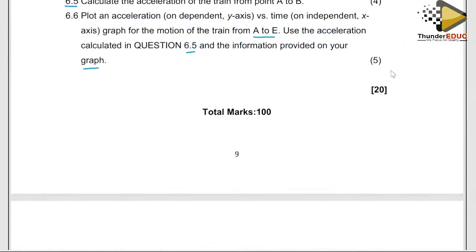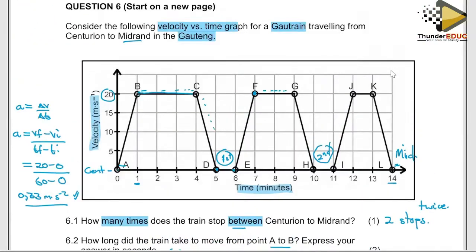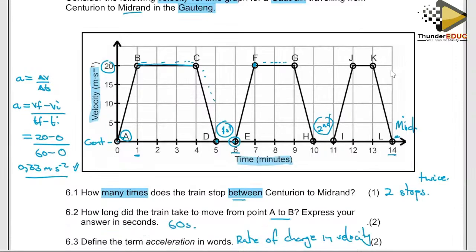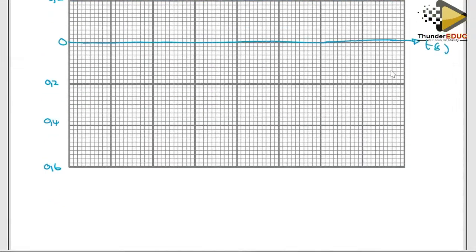From A to E. So let me focus from A to E. Okay, so it's from this point here until my E there, right? So this is my point E there, right? So it means it's for 6 minutes, right? So I'm going to say 6 multiplied by 60, which is a total of 360 seconds, right? So I'm going to get a value of 360 seconds. So let me scroll down there for 360 seconds.